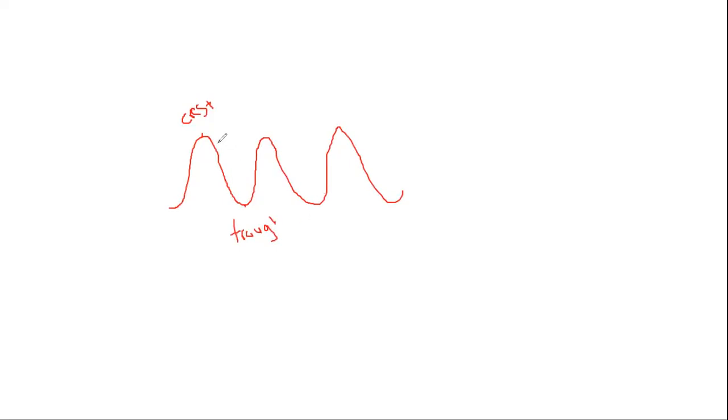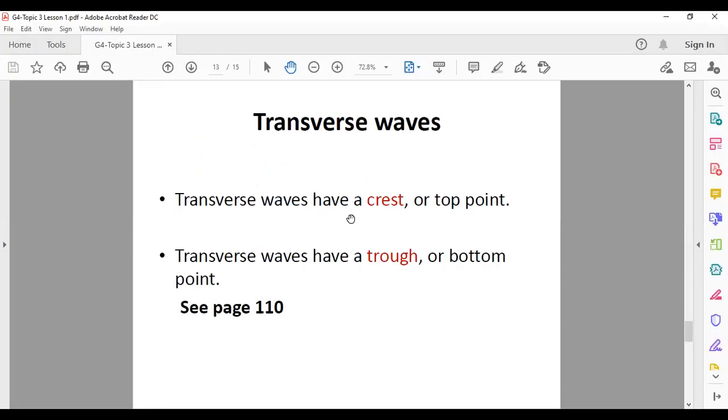You can measure the wavelength by the distance from one crest to the next one, and also you can measure it from one trough to the next trough. This is the wavelength. So the transverse waves have a crest, or a top point, and a trough, which is called a bottom point.